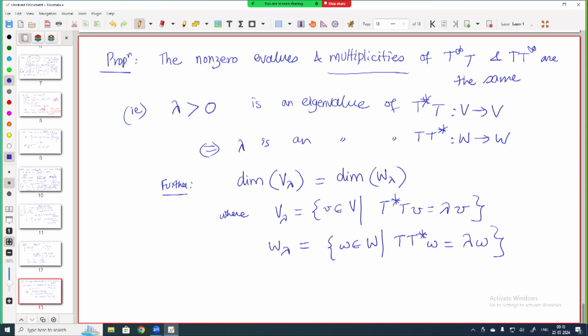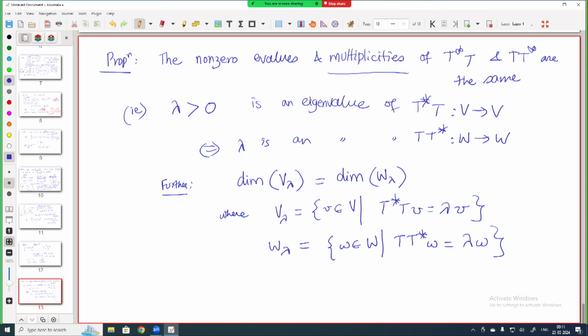Of course, this is not true for the zeros. I mean this cannot possibly be true, because one of them has n eigenvalues, the other fellow has m eigenvalues in general, right. All we are saying is that the non-zero eigenvalues correspond, but the zeros will differ. One fellow will have fewer zero eigenvalues, the other guy may have more zero eigenvalues. So, that is the only difference you can have.